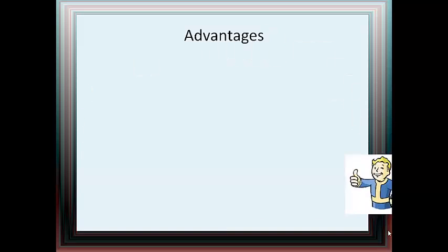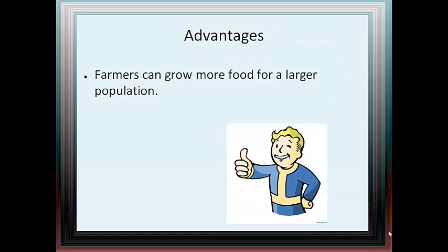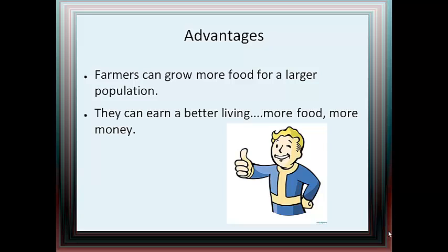Now, there are several advantages to this modern day farming. Farmers can grow more food for a larger population. They can feed the world. They can earn a better living. More food means more money in their pockets, which in turn helps the economy. If farmers make a better living, they're going to be able to spend money at local stores and businesses, which will in turn help the local economy and the state economy and so on.